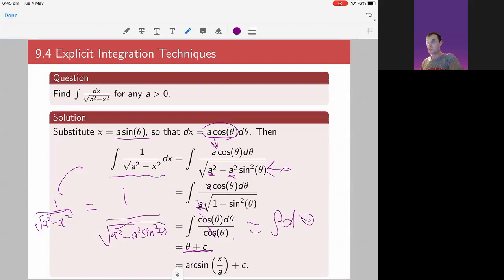But remember, theta was defined so that x is equal to a times sine theta. So that means sine of theta is equal to x divided by a, and theta equals the arc sine of that. So this is that particular example here. It's a pretty tricky one, but yes, this is how you deal with annoying terms on the bottom like that, the square root of a squared minus x squared.